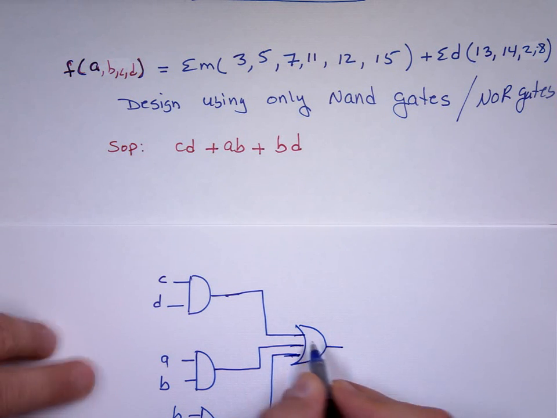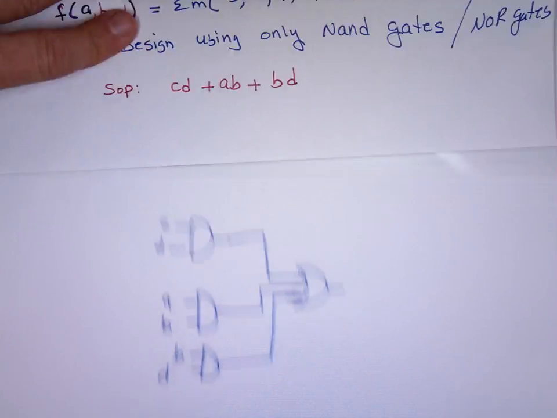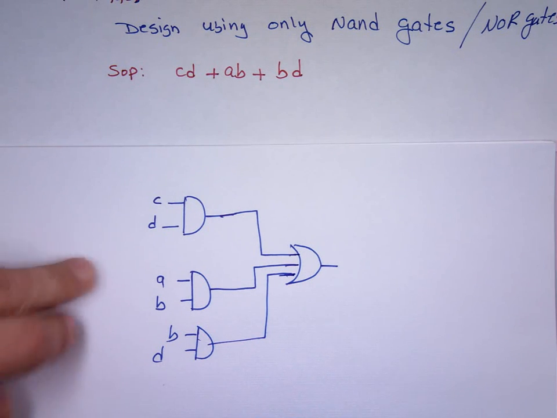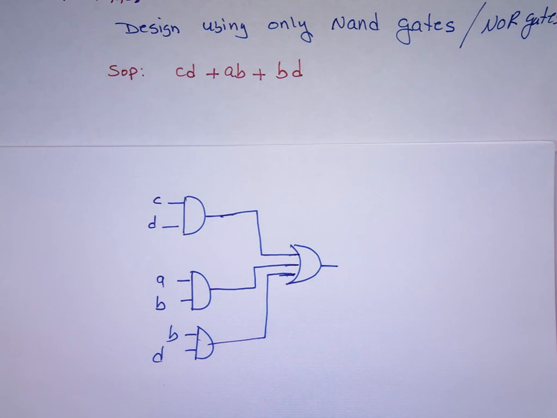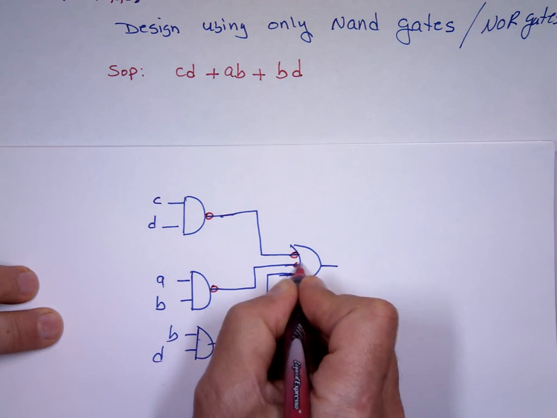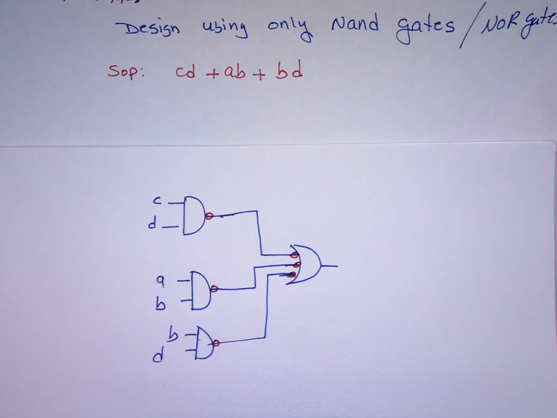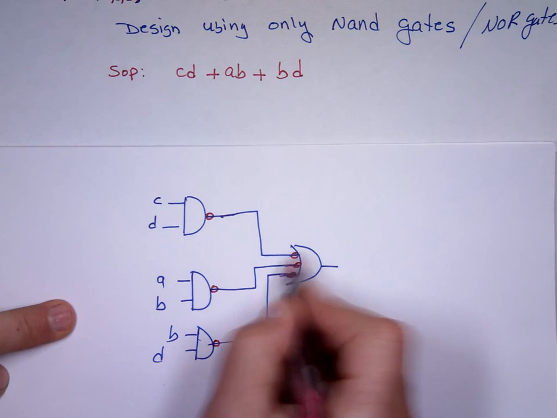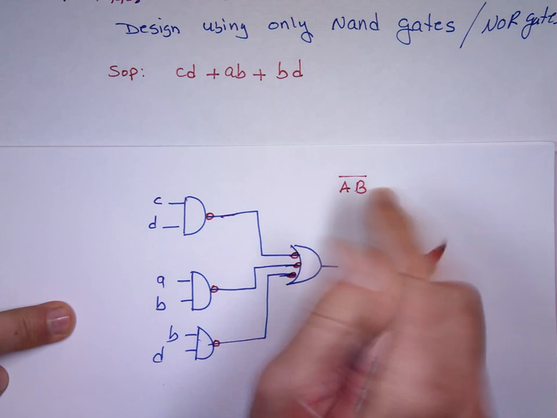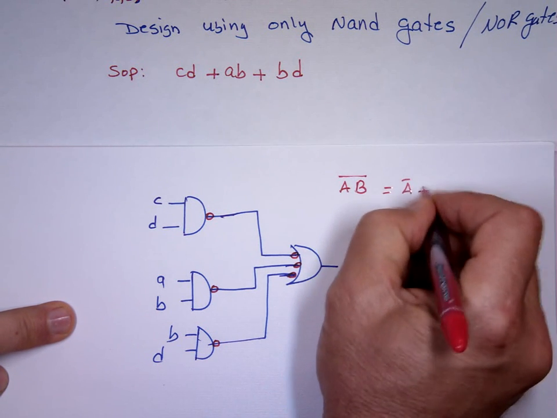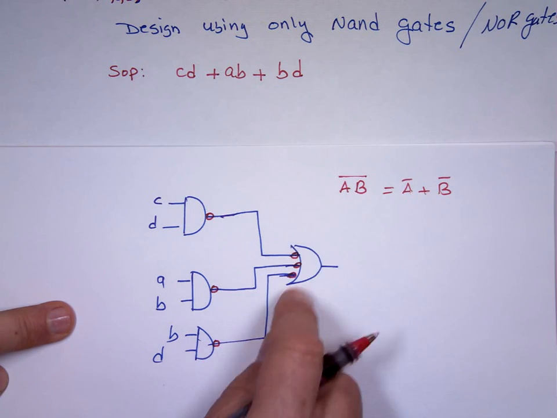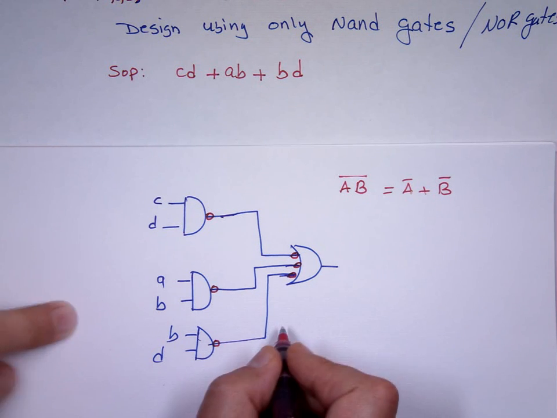I said, I want to design this using NAND gates only. None of these are NAND. So how do we convert the AND to NAND? Double complement each one, right? And if you have an OR gate with the input, that's De Morgan's theorem. Remember, (AB)' is equal to what? A' plus B'. You take an OR gate with both inputs complemented, you end up with a NAND gate. So this is actually a NAND gate. So now I got 4 NAND gates.